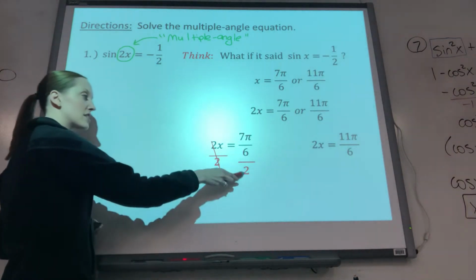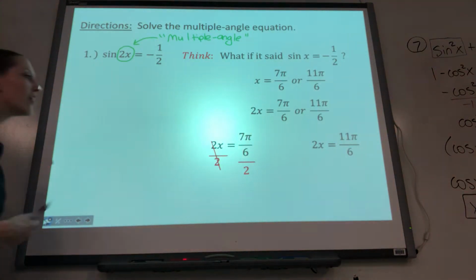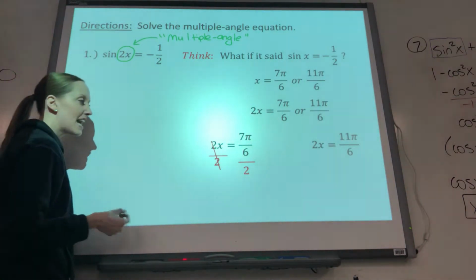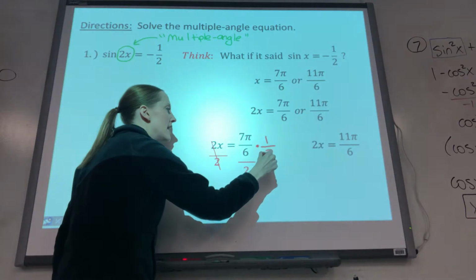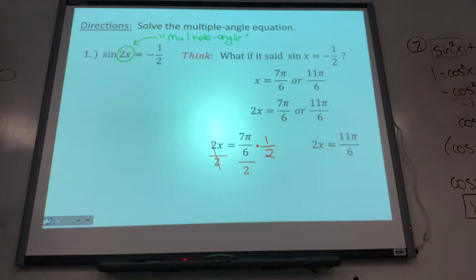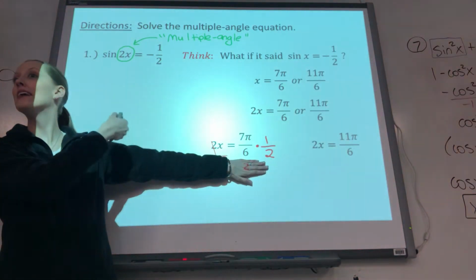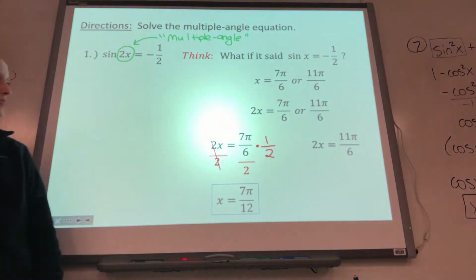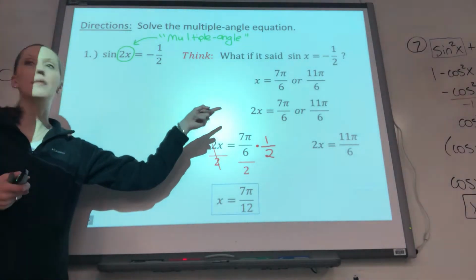Now this, I realize, looks a little wacky because it's a fraction and I put like another division symbol under it. So you can do the keep, change, flip idea, or if you think about dividing by 2, when you divide by something, it's the same as multiplying by the reciprocal. So I'm not really going to think of it like that. I'm going to think of it as multiplying by 1/2. So 7 pi times 1 is 7 pi, and 6 times 2 is 12. So one of our solutions is 7 pi over 12, not 7 pi over 6.